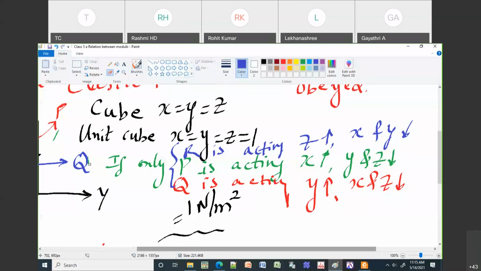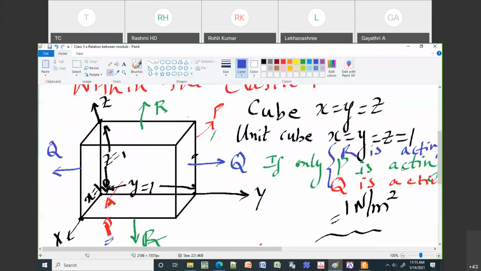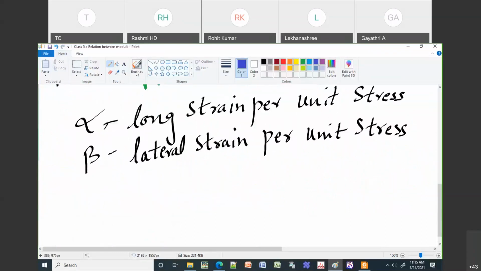But if all the forces are acting, then in that case, what happens? If I want to write the net elongation along each of the axes, let us take net elongation.